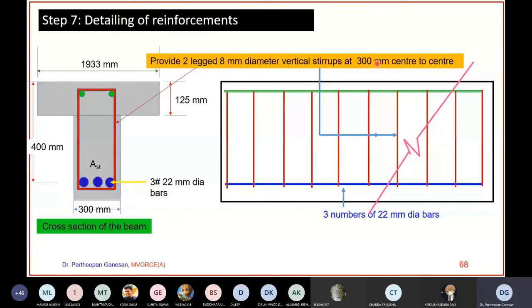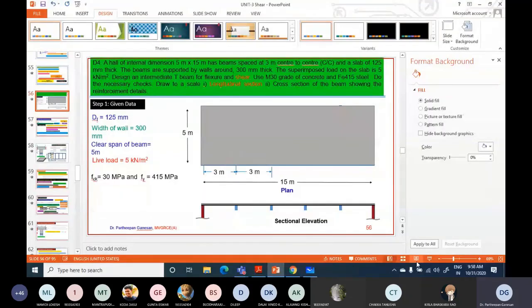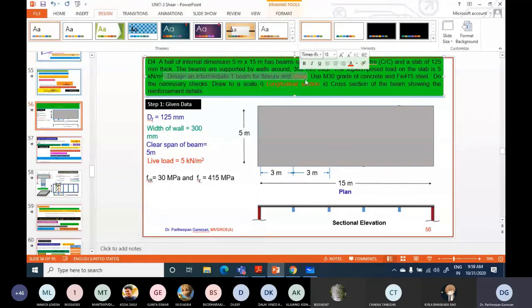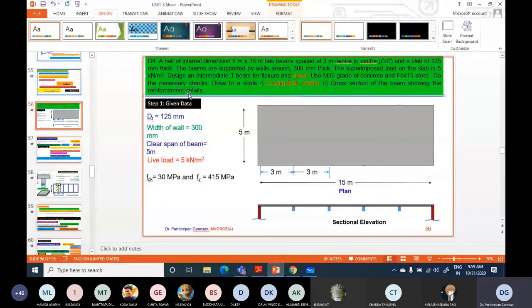As I told you, this question will be for 24 marks. Design an intermediate beam, a T-beam, for flexure and shear. Use M30 grade concrete. Draw to scale the longitudinal section and cross section of the beam, showing the reinforcement details. So all these things you have to do.